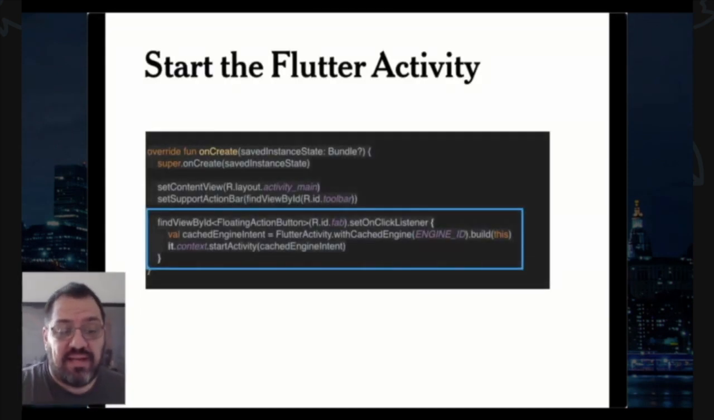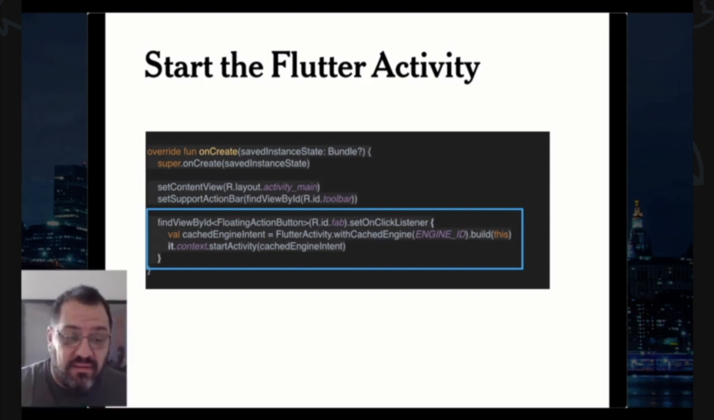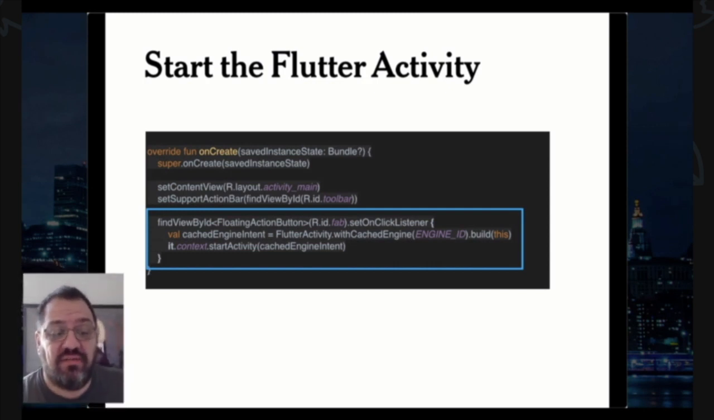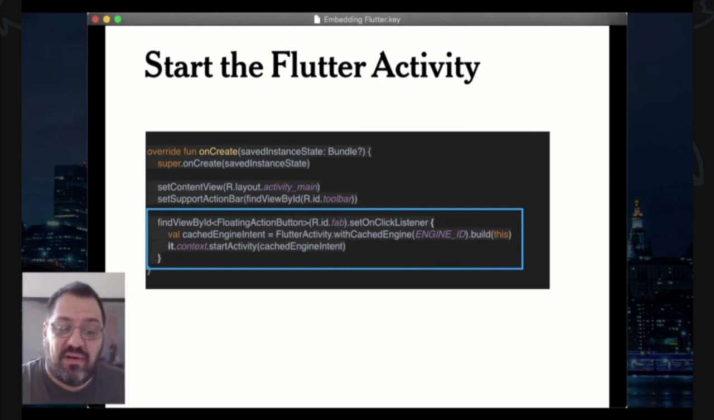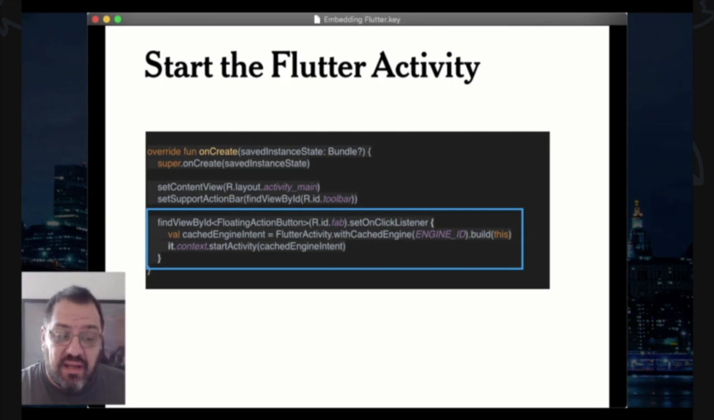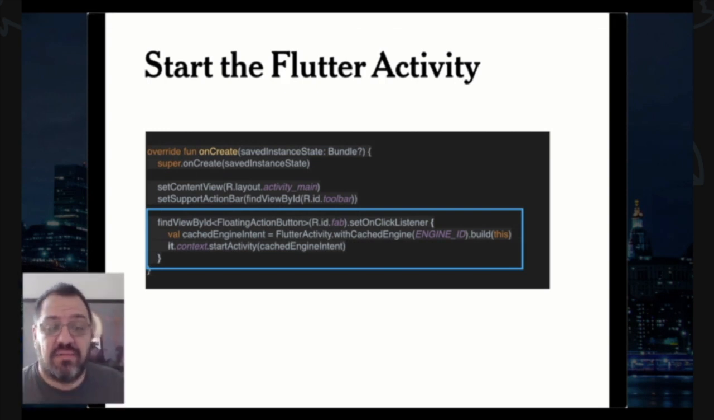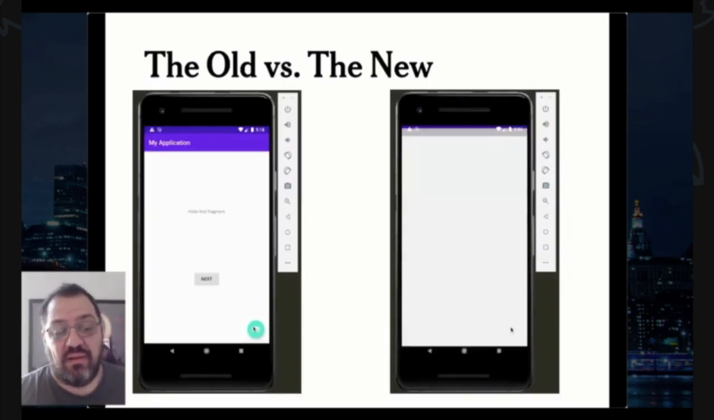So how do we actually use that cached Flutter engine that we've created? Well, again, it's very simple. We just change it from FlutterActivity to FlutterActivity with cached engine, and we pass it that engine ID. What that does is it tells that Flutter activity to use a specific engine out of the engine cache, and you get a huge impact in terms of responsiveness of your engine starting.